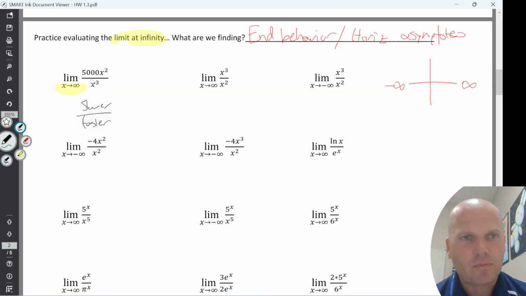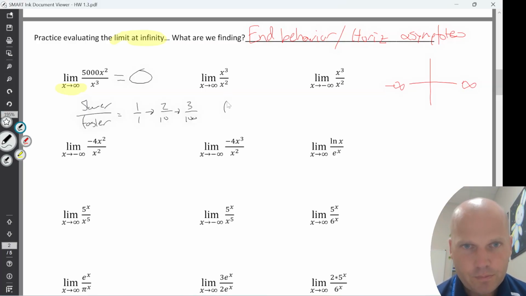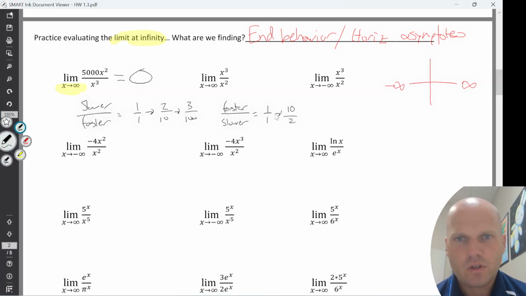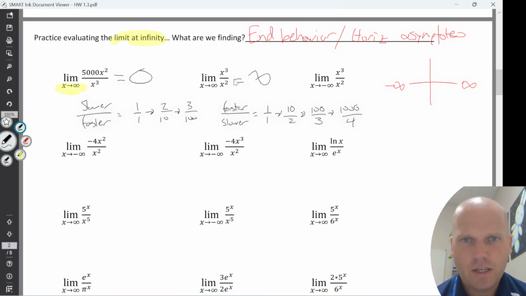If I encounter something where I have slower over faster, think about what happens when you have slower growth in the numerator and faster growth in the denominator. Each subsequent fraction gets smaller and smaller and smaller. If we flip and we see faster growth in the numerator, slower growth in the denominator, it would just be the same situation, only flipped. We can see each subsequent fraction gets larger and larger and larger. So this would be positive infinity.